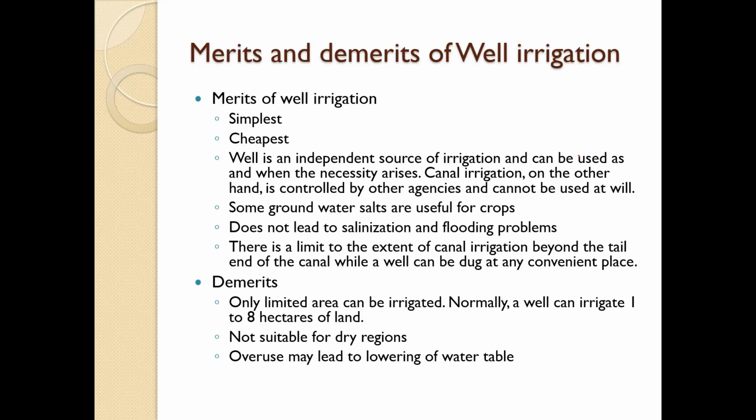Now the demerits. Only a limited area can be irrigated. Normally a well can irrigate only 1 to 8 hectares of land. Then it is not suitable for dry regions because we need to dig a lot for water, and we cannot give surety whether water is available or not. Then overuse may lead to lowering of the water table. So these are the merits and demerits of well irrigation.